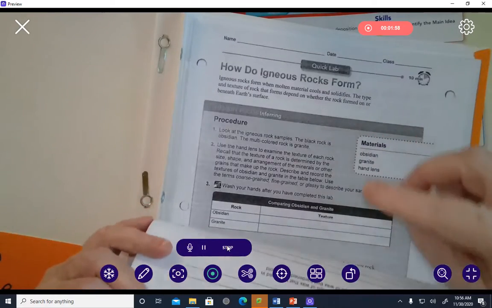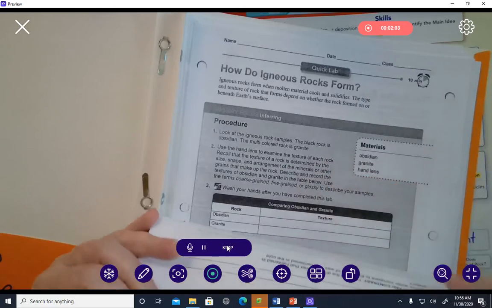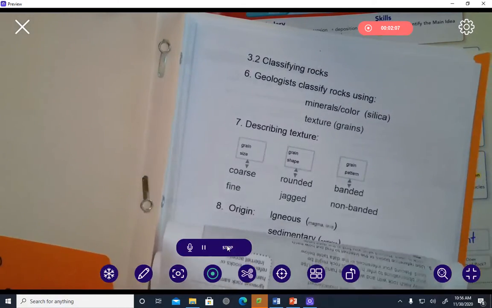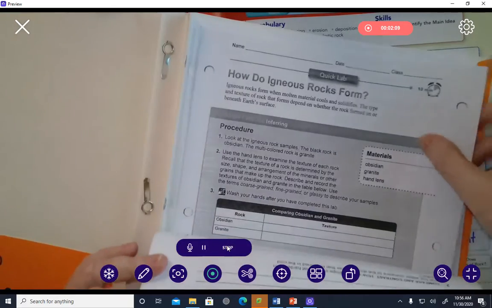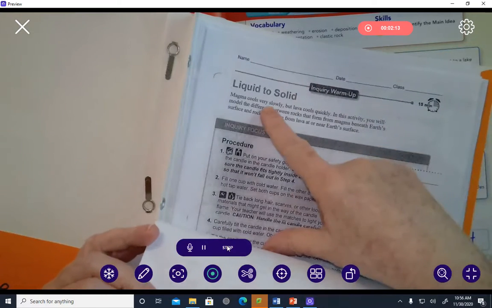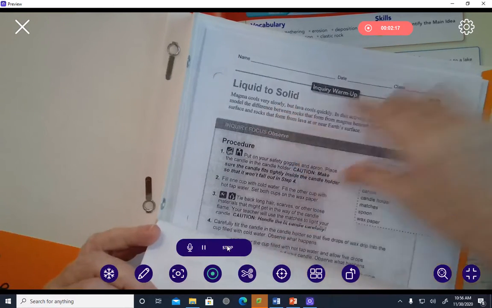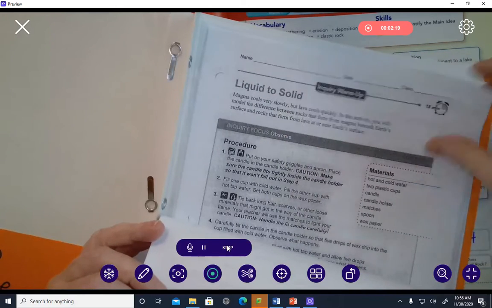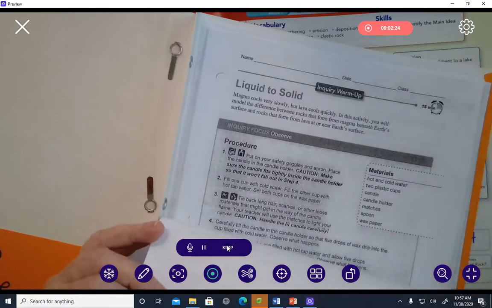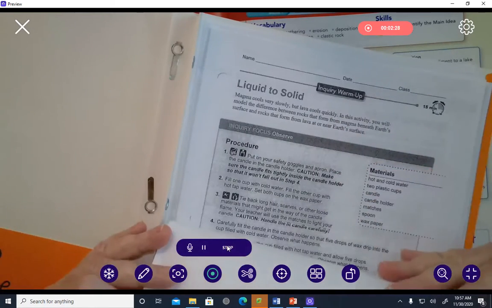Then we did online, and oh no, I think we did this one in class about how do igneous rocks form. That was a quick lab. And then there was another quick lab on the back, but that went all as one grade. We also did this one, liquid to solid, when I lit the candle, and we checked to see how the speed at which it cooled affected the grain size. We answered through these together, and you gave me that paper.